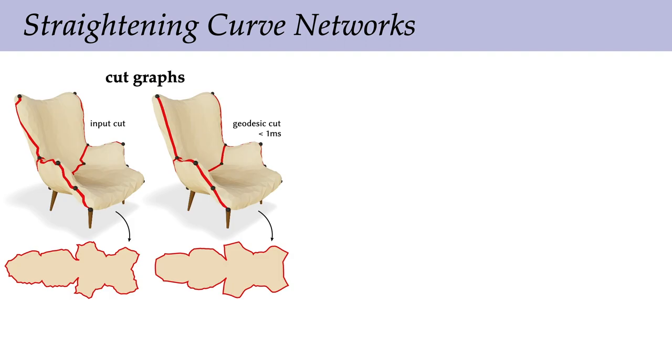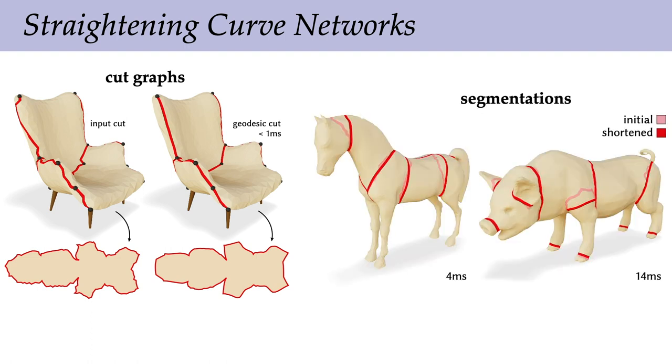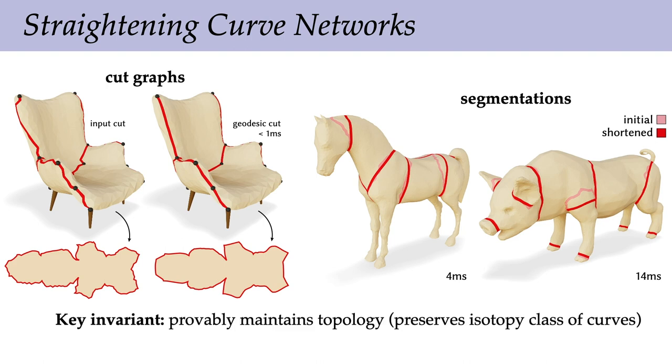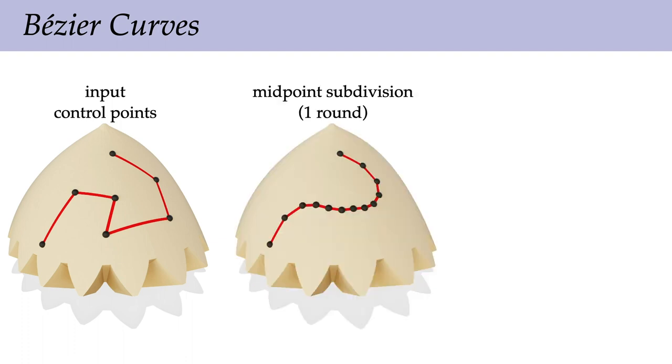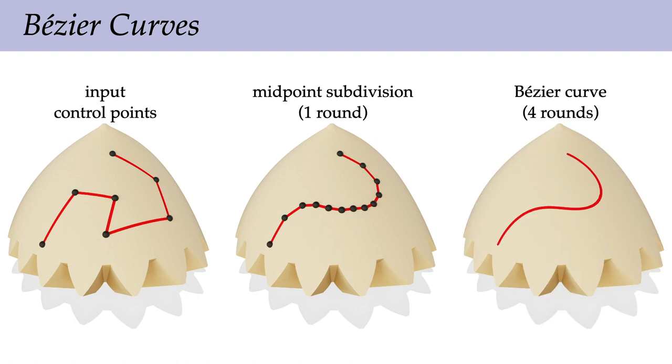One example is cut graphs, where when cutting a shape to flatten it, we can make the cuts geodesics using this procedure, rather than having them be jagged paths along the input edges. Or we can also take the boundaries of a segmentation and straighten them to be nice, smooth, natural curves. Remember, the key property of our algorithm that makes it well-suited to these kinds of tasks is that it always preserves the topology of the curve, or really it preserves the isotopy class of the curve network. And once we can straighten curves on surfaces, a simple de Casteljau-style subdivision procedure also allows us to construct geodesic Bezier curves from control points.